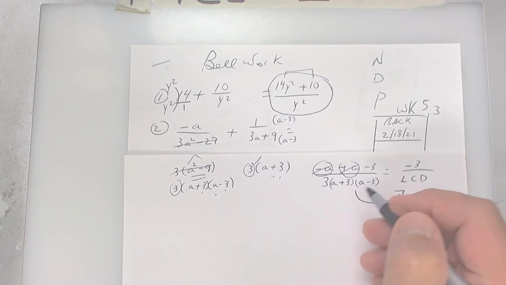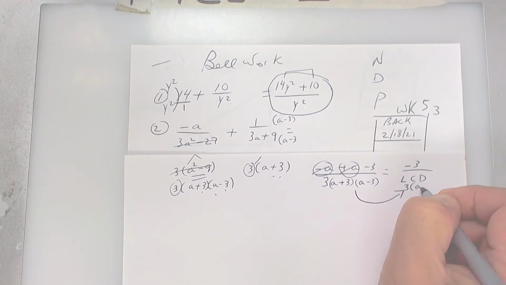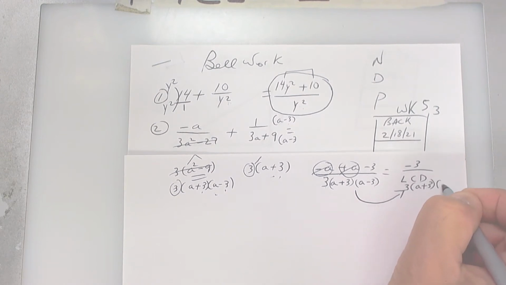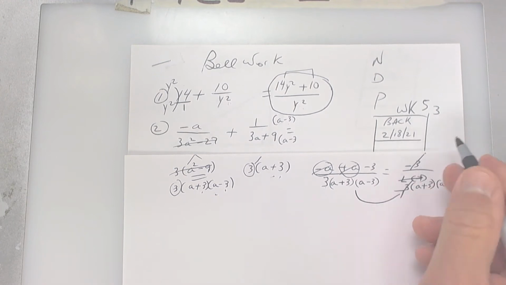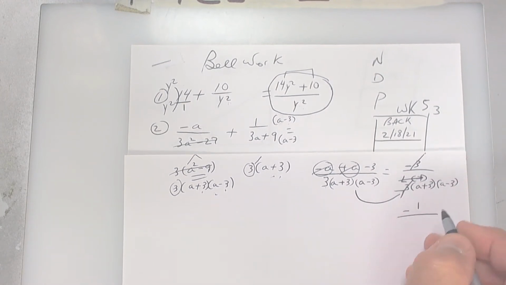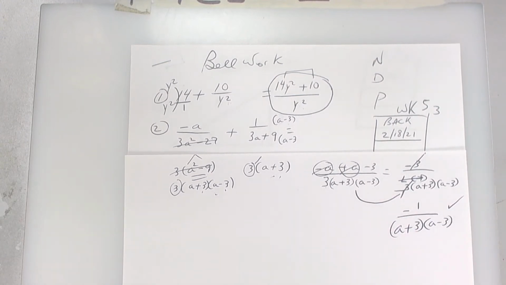And actually, you can reduce to 3. So let me write that down. So 3, a plus 3, a minus 3, and then the 3's cancel. So your answer will be negative 1 over a plus 3 and a minus 3. And that's your answer right there.